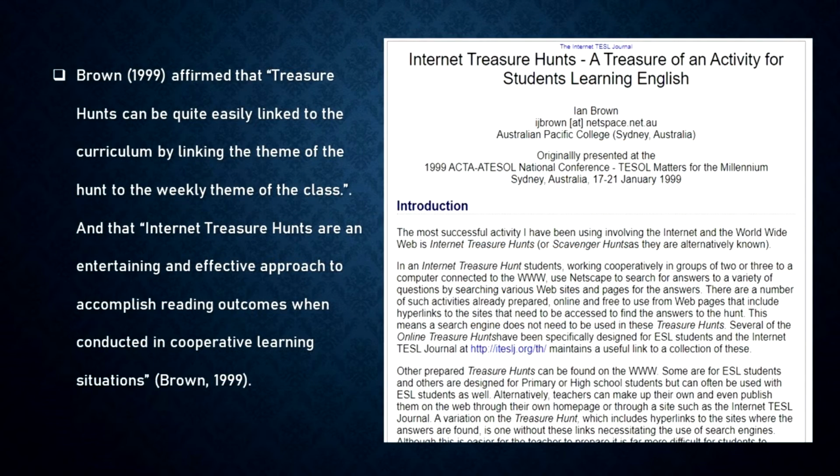Brown also affirmed that treasure hunts can be quite easily linked to the curriculum by linking the theme of the hunt to the weekly theme of the class, and that internet treasure hunts are an entertaining and effective approach to accomplish reading outcomes when conducted in cooperative learning situations.